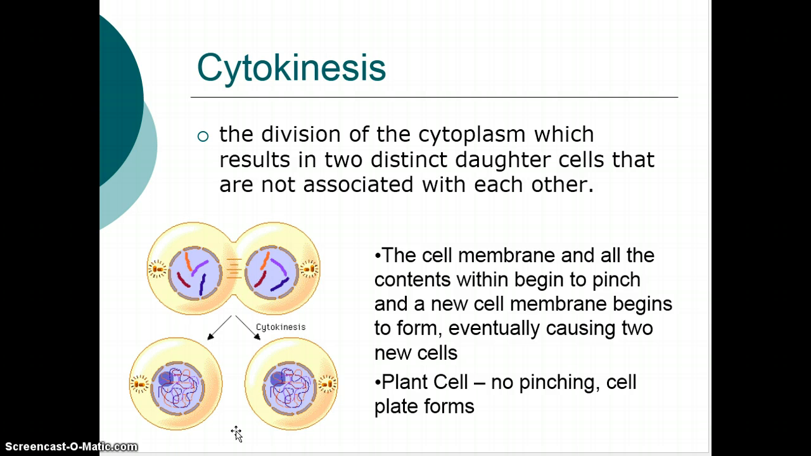In a plant cell, it would not pinch off. There would be a new cell wall that would form here. So there would be a cell wall that would develop and form two plant cells. Whereas in cells that don't have the cell wall, a cleavage furrow develops and it literally pinches off right here in the middle.